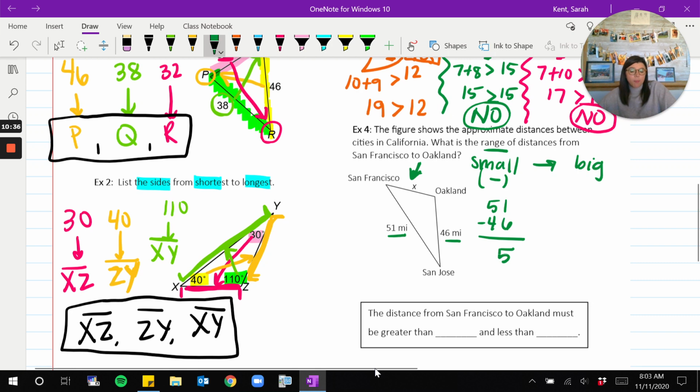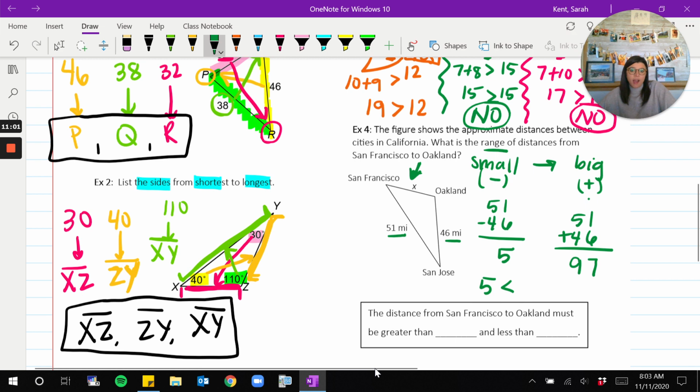And then to get a bigger number, we would normally add. So what I can do is take 51 and add 46. If we do, we would get 97. So what this says is that our possibility for x, the smallest it could be, is 5.